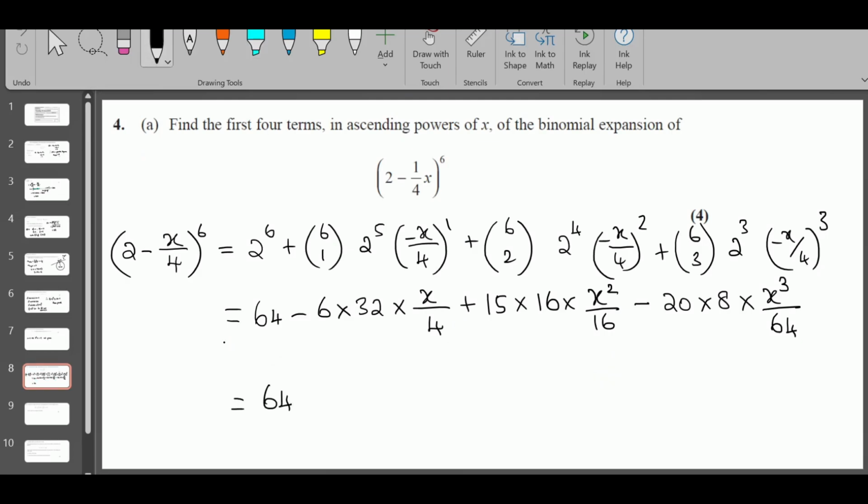8 4s are 32. 5 8s are 40. 48x. 16 can be cancelled. 15x square. 8 64 can be cancelled. You will get 8. 20 over 8 is 10 over 4, 5 over 2. Minus 5 over 2 x cubed. That's the expansion. Part B now.